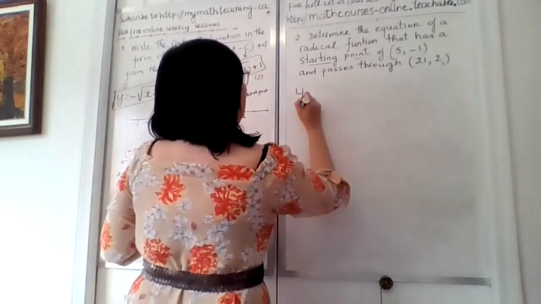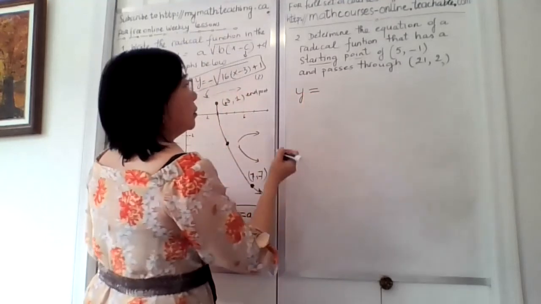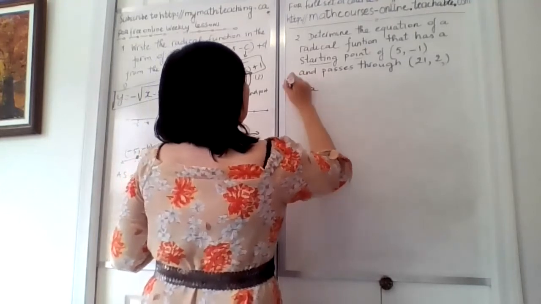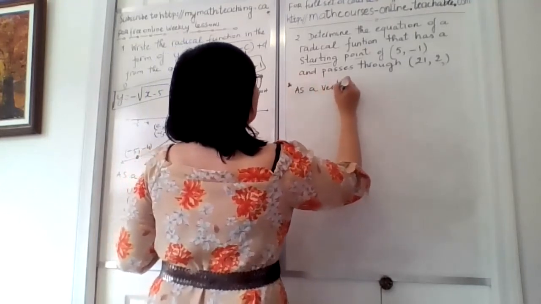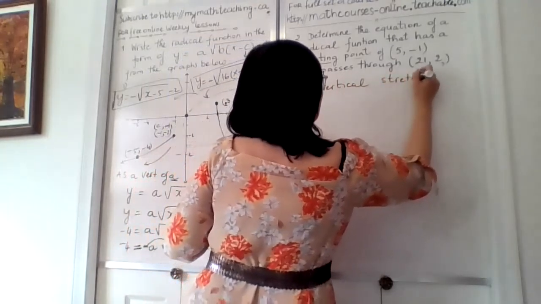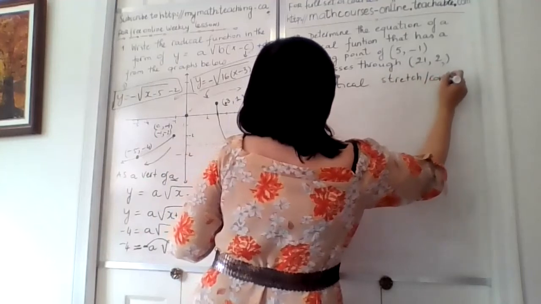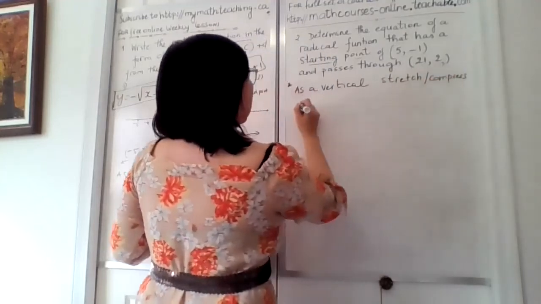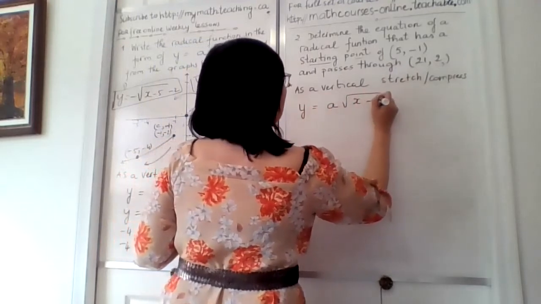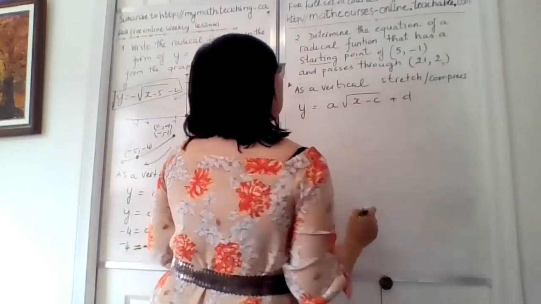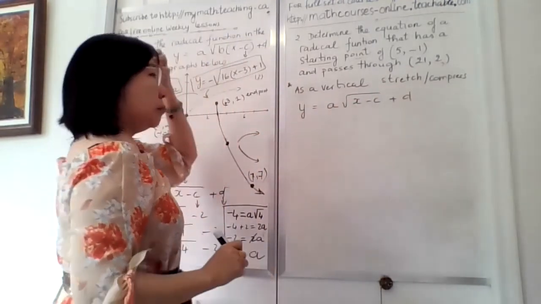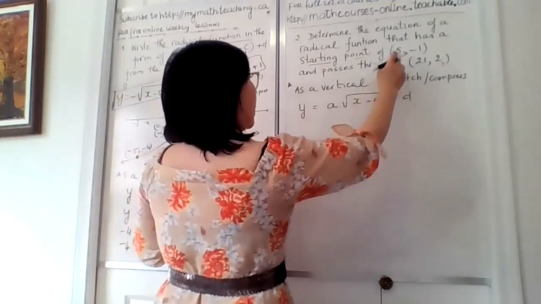So first, let me establish. Let's do A first, right? So I'm going to say this is a vertical stretch. Let's do that. Now stretch or compress, right? So it will be y equals a square root of x minus c plus d. So this is the formula, right? The formula always has a negative here. But our c could be positive or negative, right?